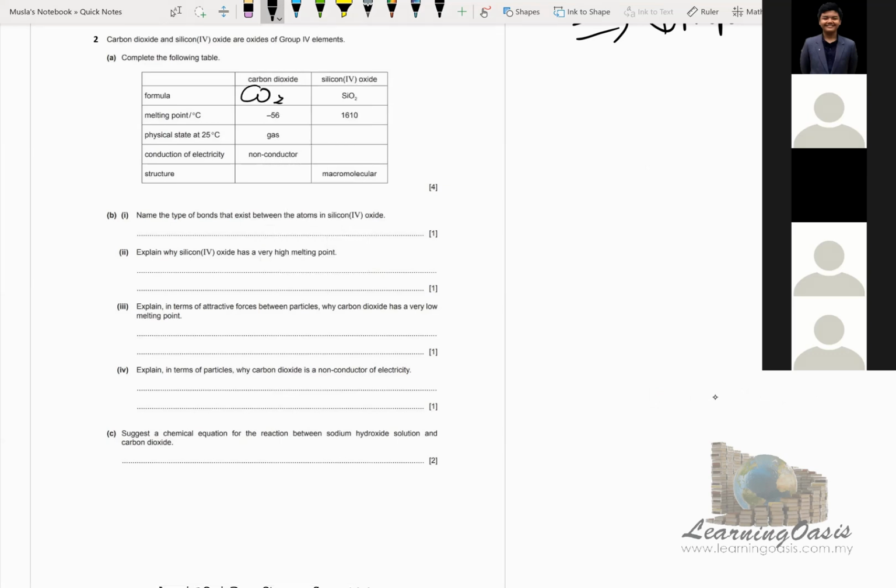The melting point of carbon dioxide is negative 56, silicon dioxide is 1610. Physical state at 25 degrees: carbon dioxide is gas and silicon dioxide is solid. Conduction of electricity: carbon dioxide is a non-conductor. Silicon dioxide? Non-conductor. When you do your physics, silicon is a metalloid, a semiconductor, but as of now it's a non-conductor. The structure: carbon dioxide is simple covalent, simple molecules, while silicon dioxide is macromolecular.